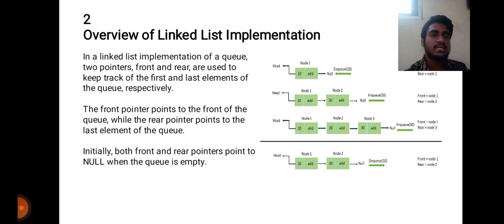First, we have to create the head and create a node. We have to insert the elements one by one. First, we have to insert 10. Next, we have to insert 20, and we have to insert 30. By dequeuing the element, we have to remove the element 30.